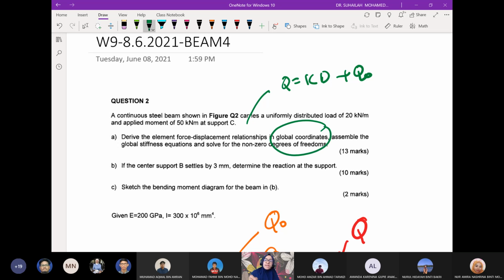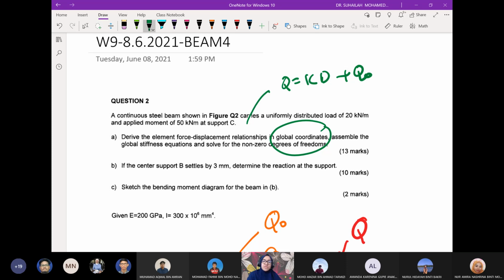Global coordinate, I have explained in the previous video, before, last week. So why is there a global coordinate? It exists because there is a local system and a global system. So the one that we use to analyze, whether it is a truss, beam or frame, we always refer to the global coordinate system.